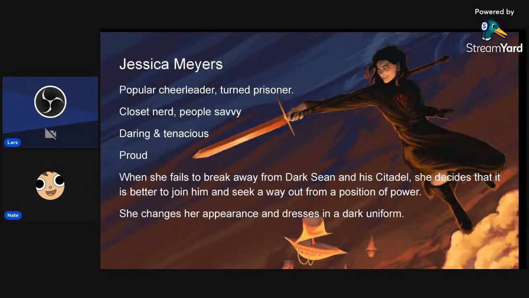Now then, for a character who I have published for, Jessica Myers. This is part of the cover art for my third book, The Marauding Empire, Part 1. Jessica Myers, she is a popular cheerleader turned prisoner. She's a closet nerd. She's people savvy. She's daring. She's tenacious. She's proud.